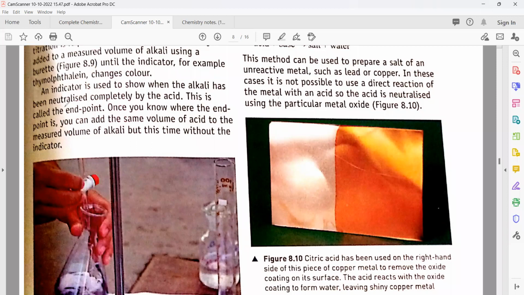In the exam or in the question paper, they can ask you what is the endpoint during a titration reaction, okay? So you know where the endpoint comes and what the endpoint is. Everybody understand?